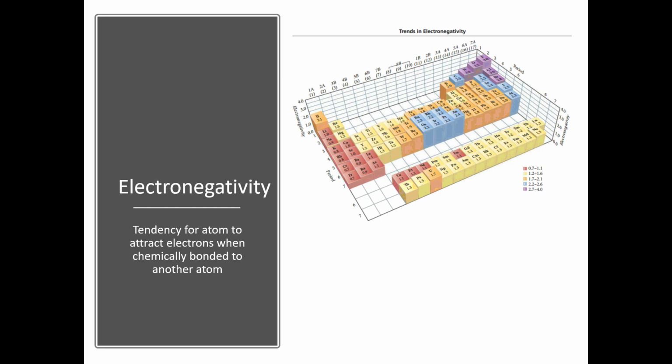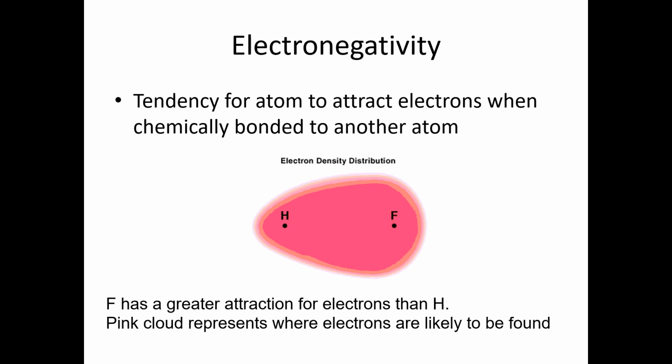Electronegativity is the tendency for an atom to attract electrons to it when chemically bonded to another atom. And here's a visual of what this looks like. We'll talk about this more in Unit 2 with bonding, but here's a little visual for now. When hydrogen and fluorine form a covalent bond, they share electrons. It's represented by this electron cloud. Fluorine has a greater electronegativity than hydrogen does. As a result, the electrons spend more of their time on the fluorine side of this bond. So you see you've got a greater electron cloud over the fluorine than the hydrogen.